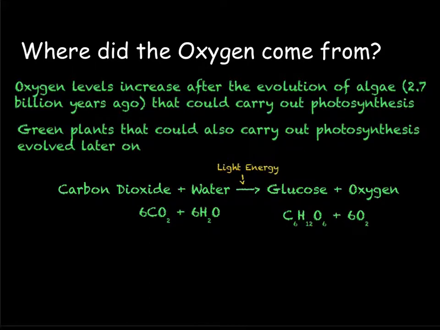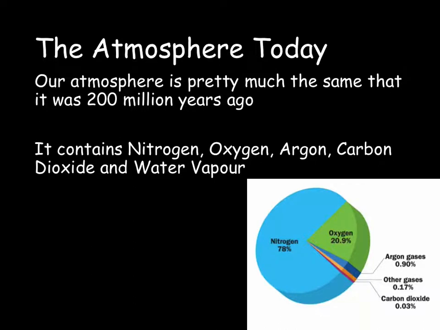This huge increase in the amount of oxygen in the atmosphere over time allowed more complex life, for example animals, to evolve on land. Eventually, about 200 million years ago, the atmosphere reached a level at which it is very similar to today, so a very, very similar makeup. This means that our atmosphere is pretty much the same as it was 200 million years ago. It contains nitrogen, oxygen, argon, carbon dioxide and water vapour, which leads us on to a very important pie chart.